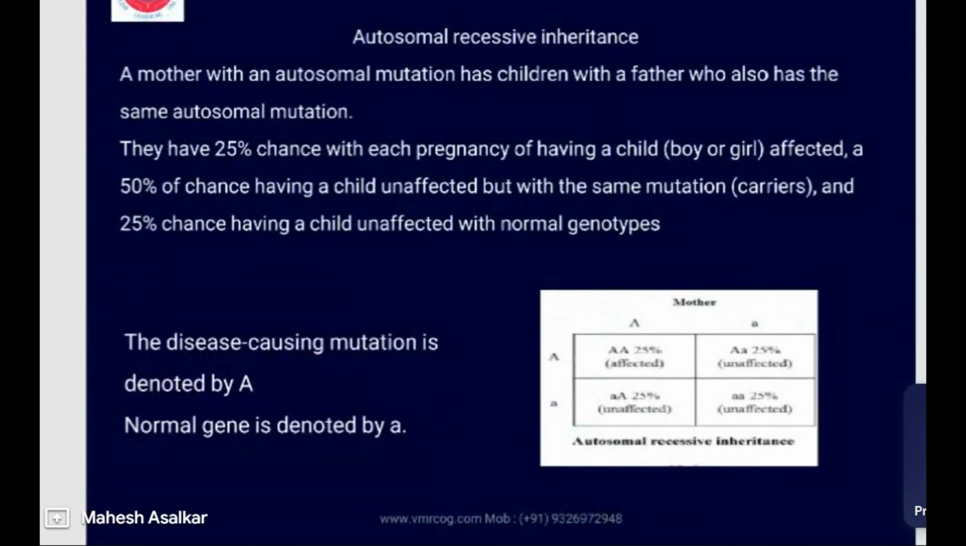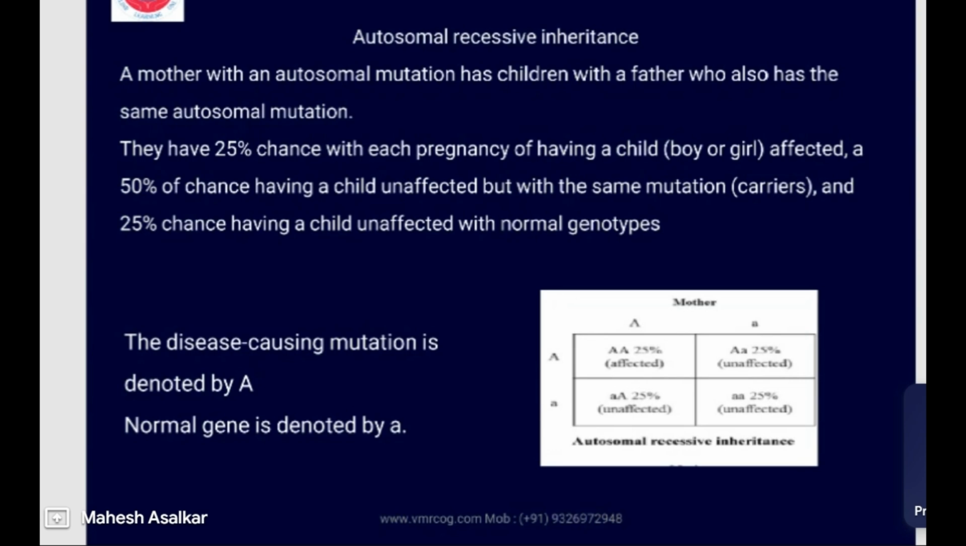Coming to the autosomal recessive inheritance. Suppose you have a scenario where a mother with an autosomal mutation has children with a father who also has the autosomal mutation. So here the mother is a carrier and the father is also a carrier for autosomal recessive inheritance. Now we'll put the Punnett square. The mother's genotype will be capital A and small a on the top, while the father's genotype is also capital A and small a on the left side.